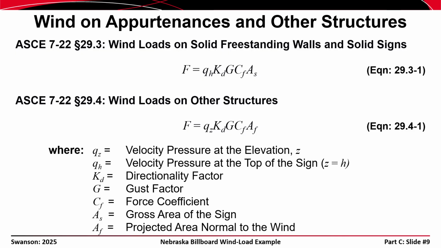We did this because the equation that we used to calculate the wind loads on the sign, equation 29.3-1, explicitly references q sub h, which is a velocity pressure at the top of the sign. However, when we're looking at the posts, we use equation 29.4-1 and figure 29.4-1, which both instruct us to use q sub z instead of q sub h, and q sub z actually varies over the height of the posts.